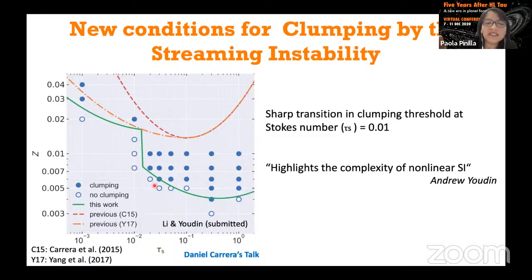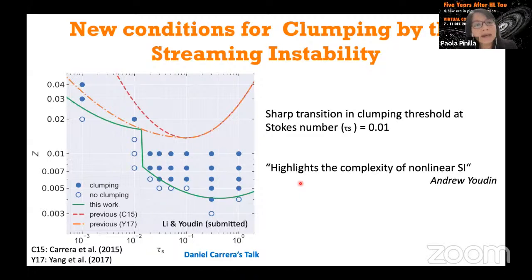That was one of the questions yesterday in the discussion: how fast do we form planetesimals? And this is really giving us some answers here. We need to do more modeling with dust, including dust evolution and planetesimal formation with these new conditions, to know when planetesimals are forming. I want to quote the words of Andrew Youdin recently in a conference, where he says simply, these new conditions highlight the complexity of nonlinear streaming instability.